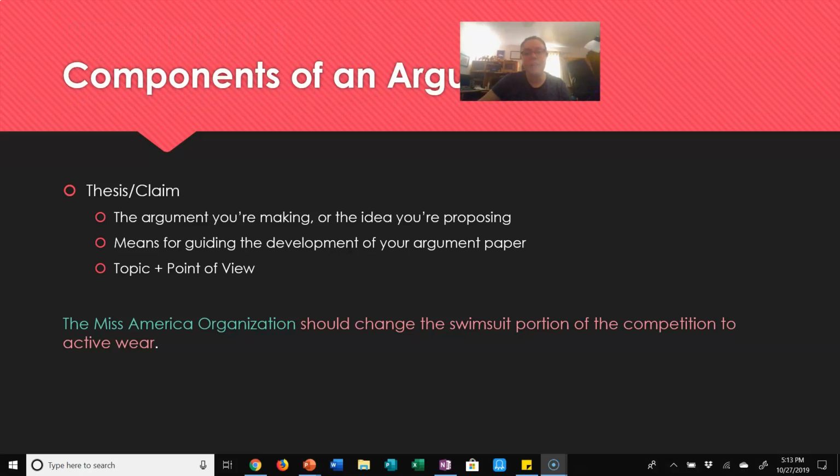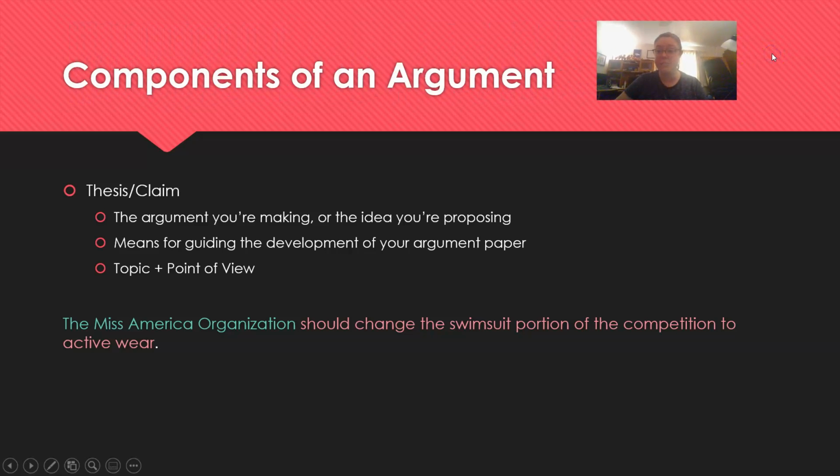Now let's explore each one of these components in greater detail. First, we'll start off with the thesis or claim. It's important to note that, especially in academic writing, the terms thesis and claim are typically used interchangeably, and I myself am guilty of this quite a bit. So do keep that in mind, that if I say claim, I mean thesis, and if I say thesis, I mean claim. I do use those terms synonymously.